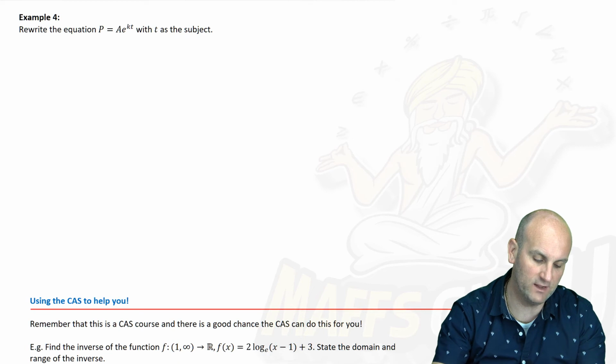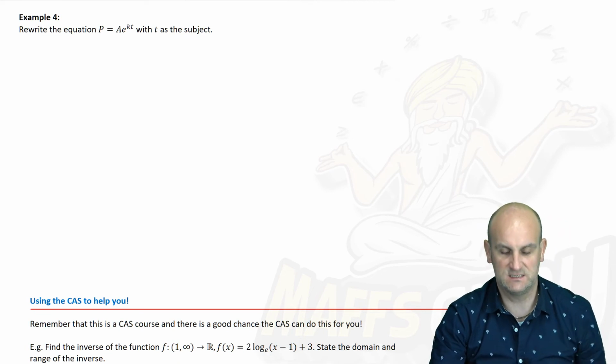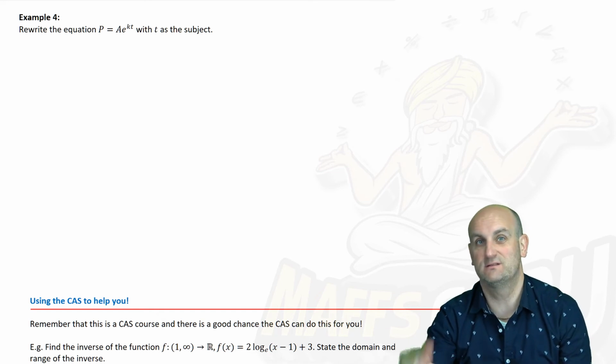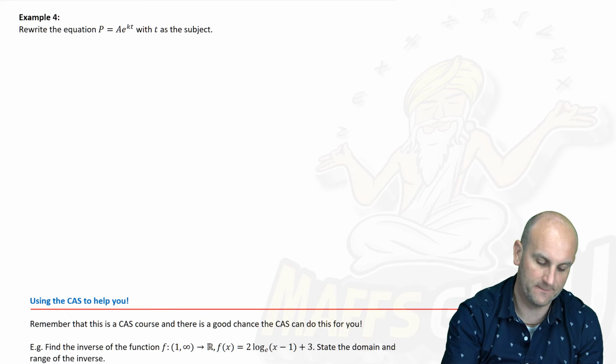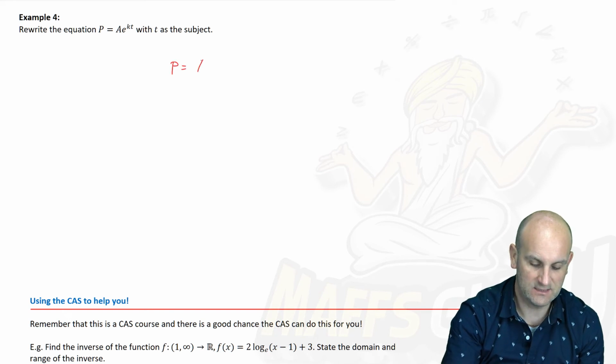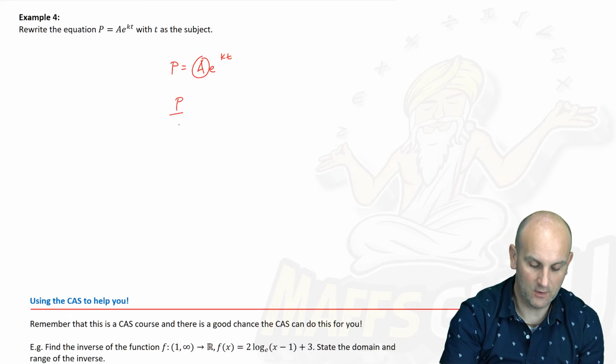And last part, rewrite the equation P equals ae to the kt with t as the subject. So it's just saying, let's get t down. I don't want it to float anymore, let's get it down. Let's do that then. So p is equal to a e to the kt. First thing I'm going to do is divide both sides by a. So p on a is equal to e to the kt.